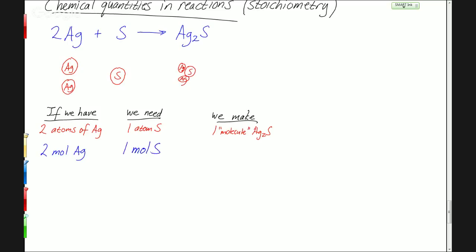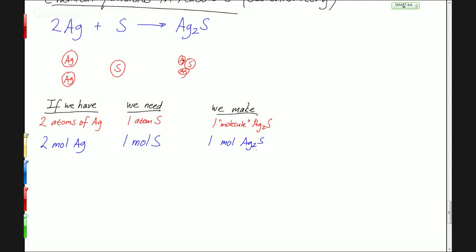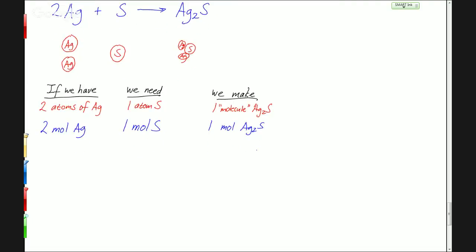Remember, a mole is just a count, like a dozen. So if you need 2 of these for every 1 of these, 2 moles of this, 1 mole of this, and then we'll make 1 mole of silver sulfide.